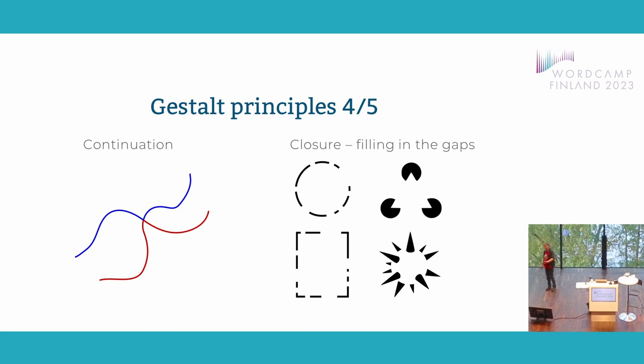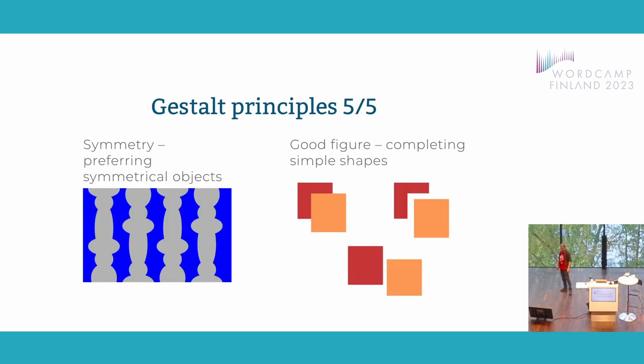This is also something we should take into account: when we make icons, people can complete them in different ways, so we should make sure there is only one obvious way of completing it. And then we prefer symmetry and symmetrical objects. In the blue and gray picture, we tend to focus on the gray because it is symmetric, and we think of the blue as background usually, because it's asymmetric.